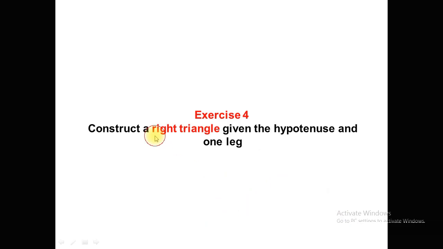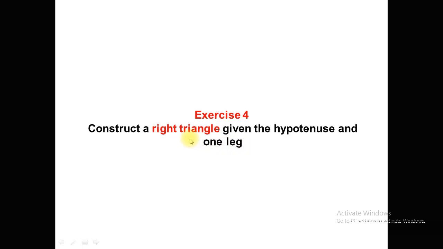Now, how to construct a right triangle? How to construct a right triangle given the hypotenuse and one other leg?